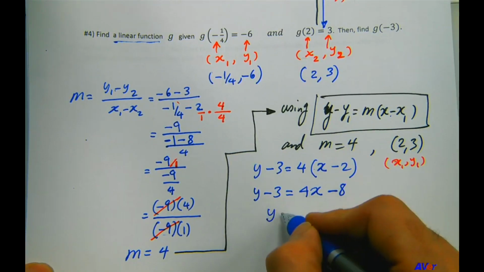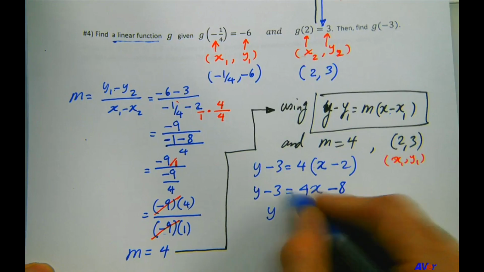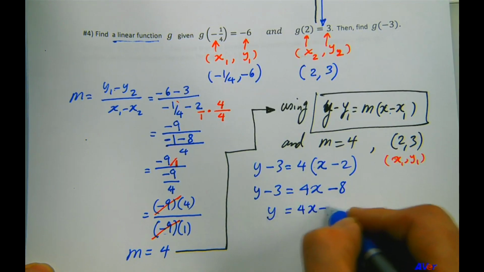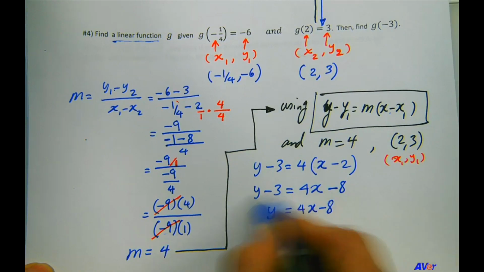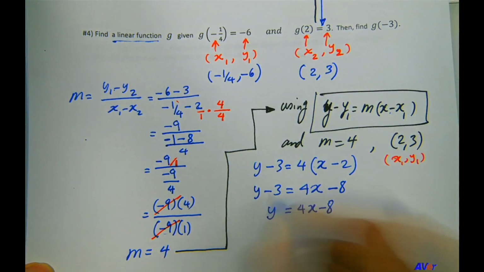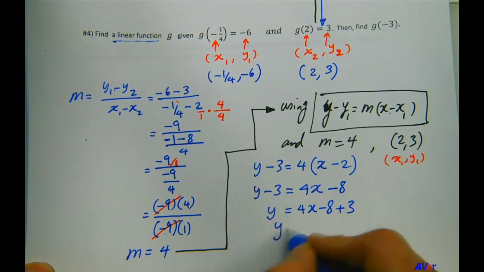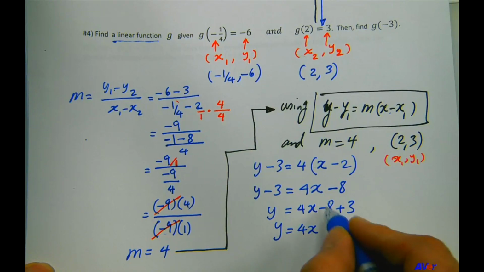So y, let's move this negative 3 to the other side. It was negative on this side of the equality symbol, right? When we move it, it's going to change algebraic sign and become positive. So y equals 4x minus 8 plus 3, which is minus 5.